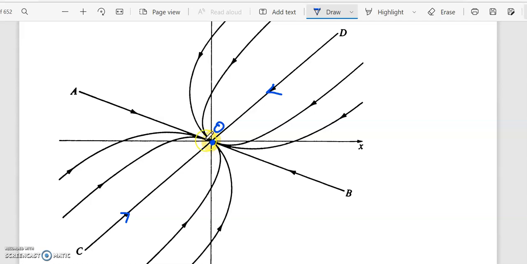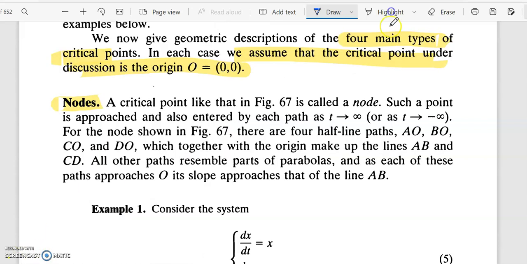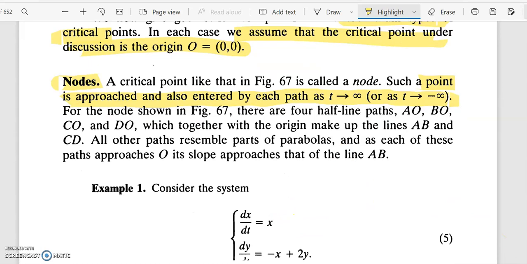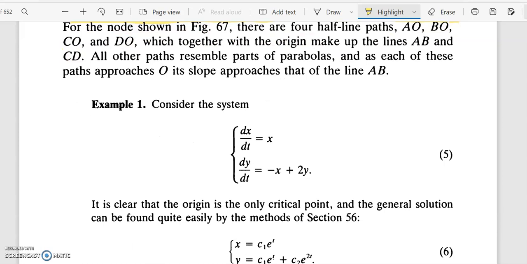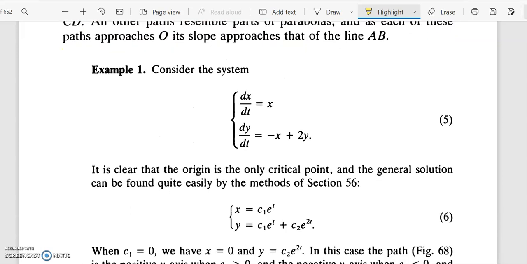So such a critical point is said to be a node. A critical point which is approached and also entered by each path as t approaches infinity or t tends to minus infinity is called a node. So let us look at an autonomous system where the origin becomes a node. We will see this problem in detail.